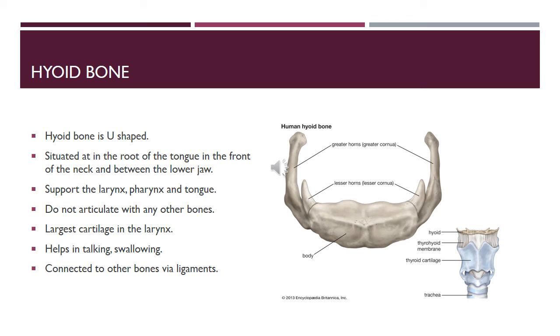Hyoid bone is the largest cartilage in the larynx. It is a U-shaped bone situated at the root of the tongue in front of the neck and between the lower jaw. It supports the larynx, pharynx and tongue. This bone does not articulate with any other bone and is connected to other bones via ligaments. It helps in talking and swallowing.